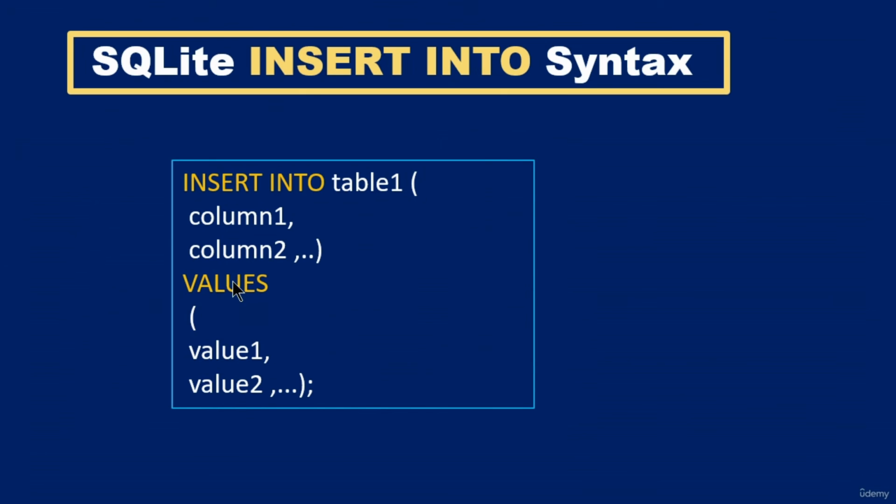And then here we have the values, and again the values you have to wrap in parentheses, and the values have to correspond to the column names. For example, for column 1 here, if it's a name field, then the value you give here has to correspond to that, and so on. So it will make more sense once we start inserting some records into a table.